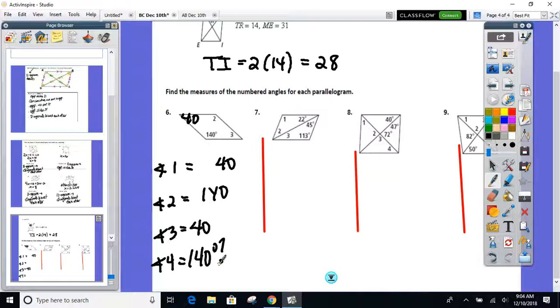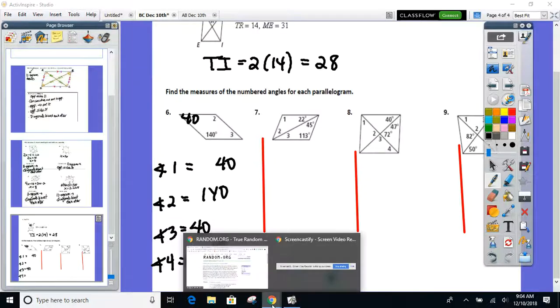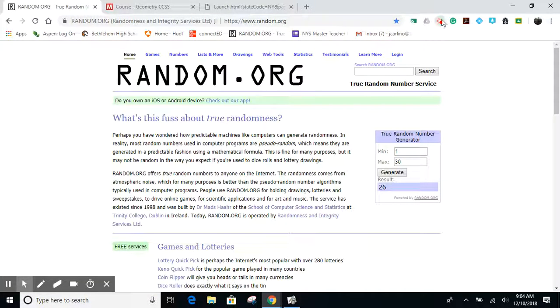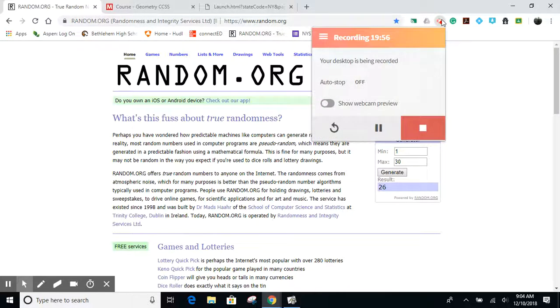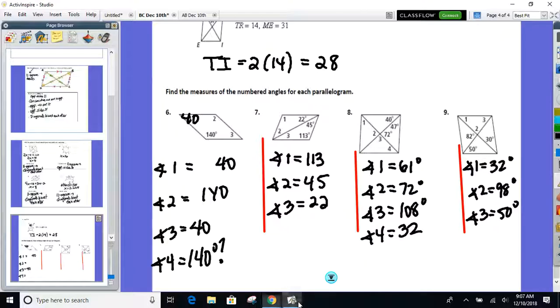All right, I'm going to let you and your group take about 5 minutes to find the rest of the angles in 7, 8, and 9. Please remember my little warning before. If you have a diagonal drawn in, you can look for alternate interior angles. I'll meet you back here in about 3, 4, 5 minutes, however long it takes. Again, please call me over if you're not getting these angle measurements. Could be anything: vertical angles, linear pairs, alternate interior.